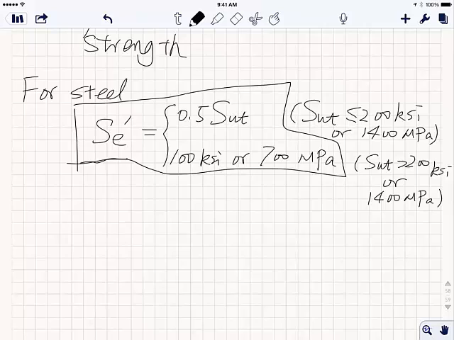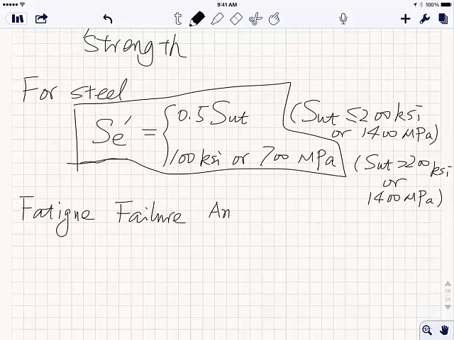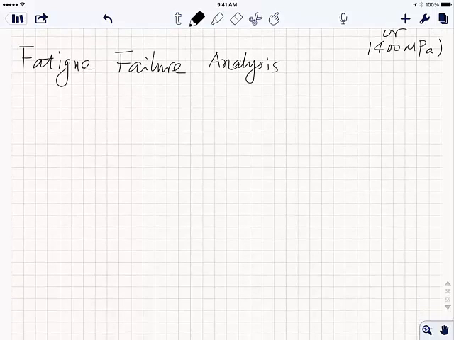In another form, you can say fatigue is ultimately when your dynamic loading reaches the limit, the material, especially metal, fatigue will happen. So fatigue failure analysis is important. It's very similar to what we did before when we had a maximum shear stress or distortional energy method. So here we have some methods out there we can use.